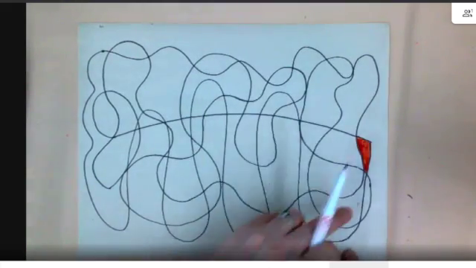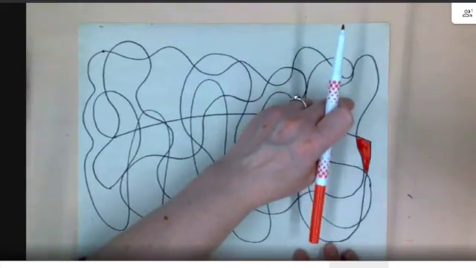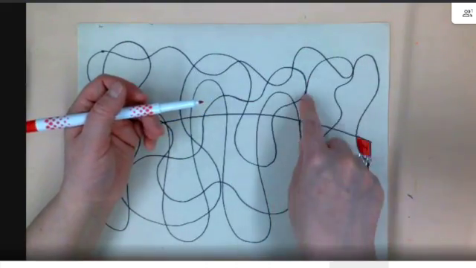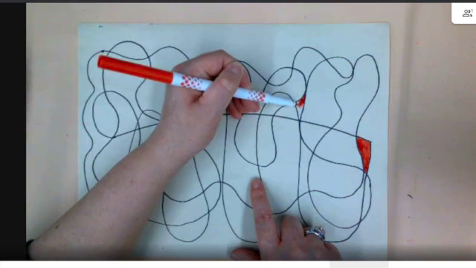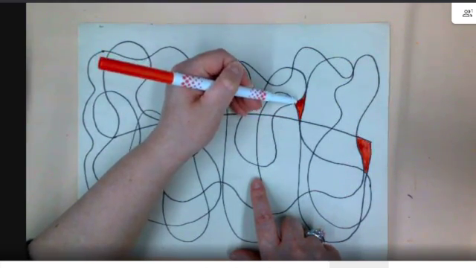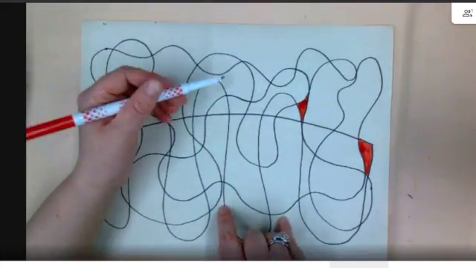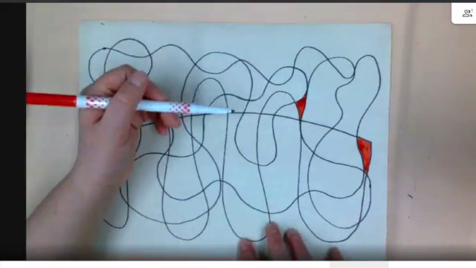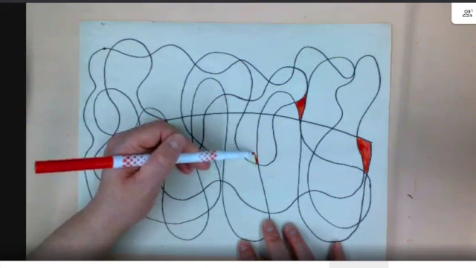Now I want to make sure that this section, this section, this section, and this section, and even this one right here, that these aren't red. So now I'm going to maybe find a section, maybe this little triangle right here that I made. I'm going to make sure that I'm far away from any other section that has red in it, or at least far enough that it's not going to be touching.